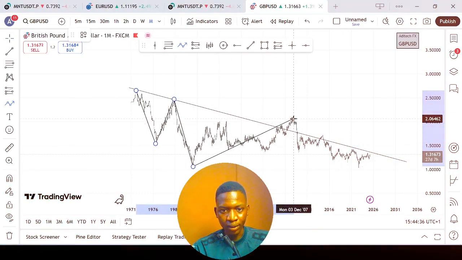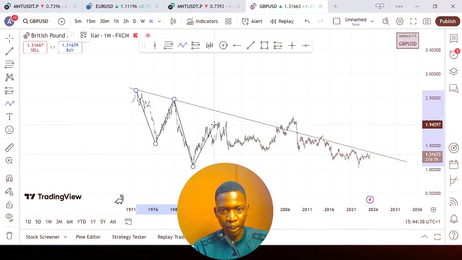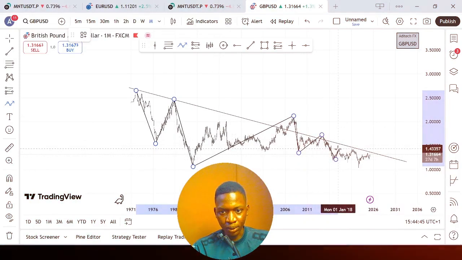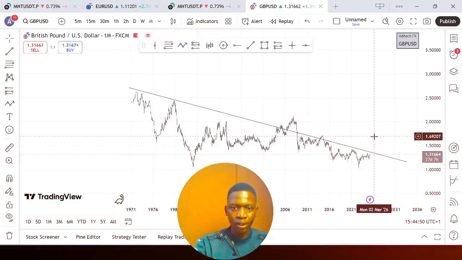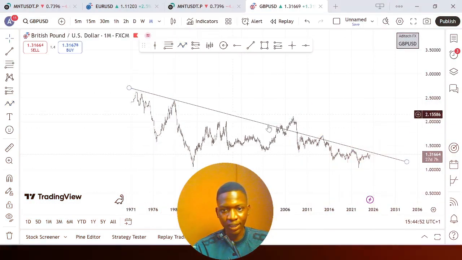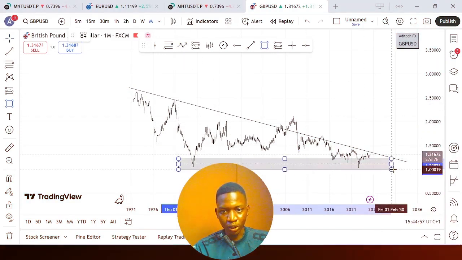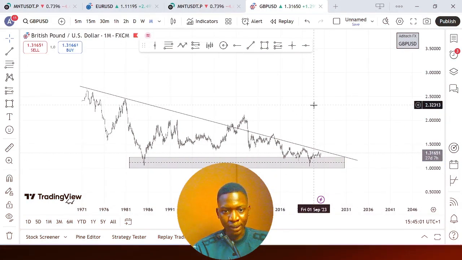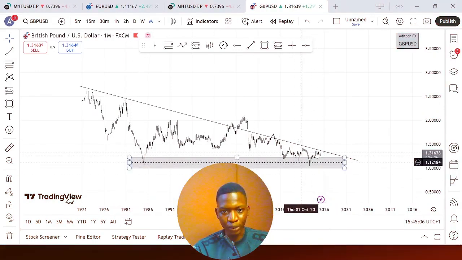This is the next high. This is just an inducement. Remember I taught you, so this is the main high, and now we have a retracement. Now what next? This is a resistance, and this is a support. There's a support right here. So what are you expecting? Since the market is on a crucial support, we should be expecting a buy signal.